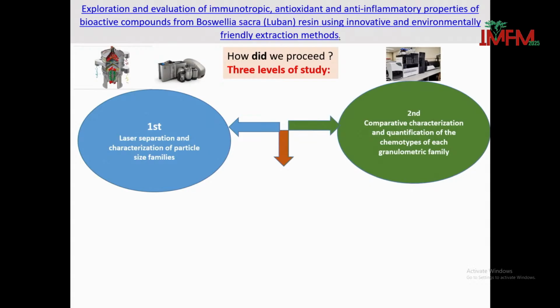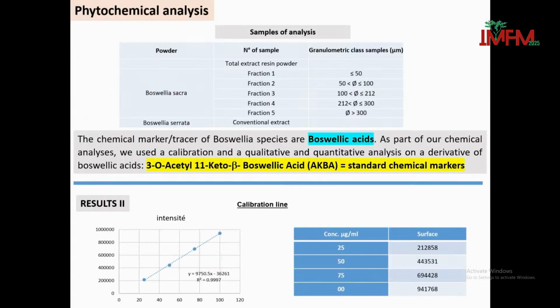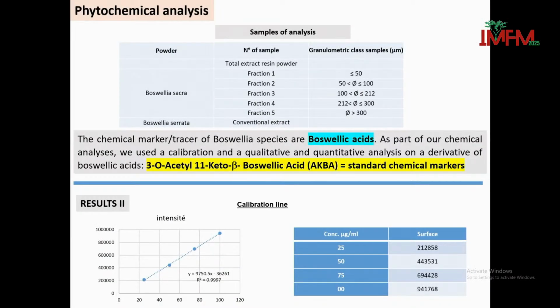When we study the phytochemical analysis, we will use this fraction, and we will use a marker, a tracer of Boswellia. One of the main Boswellic acid isomers is named AKBA. This is one of the main Boswellic acid isomers. Why use this? Because we need calibration of our chromatographical device.